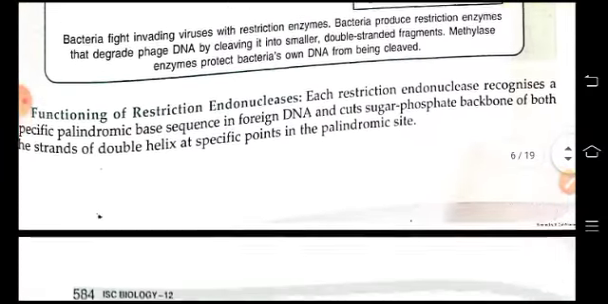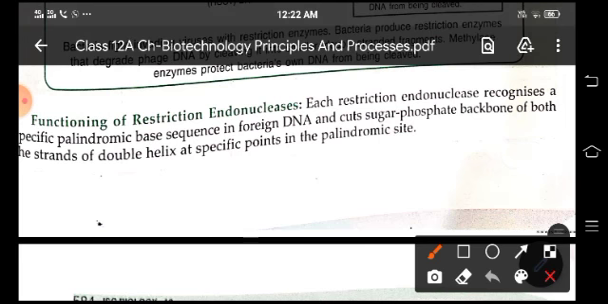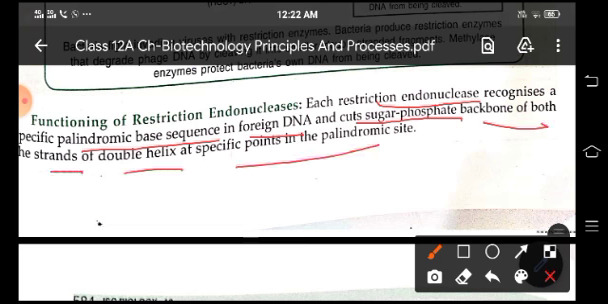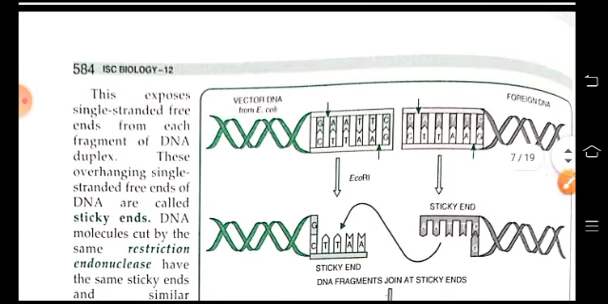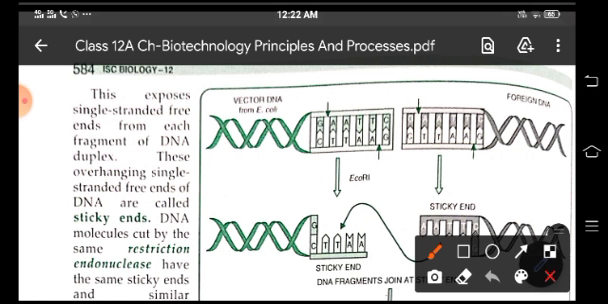Now, functioning of restriction endonuclease. Each restriction endonuclease recognizes a specific palindromic base sequence in foreign DNA and cuts the sugar phosphate backbone of both the strands of the double helix at specific points in the palindromic site. Now it exposes the single-stranded free ends from each fragment of the DNA duplex, and these overhanging single-stranded free ends of DNA are called sticky ends.